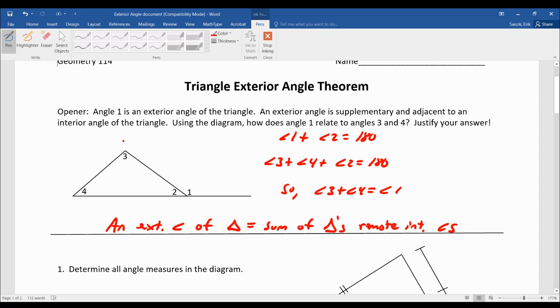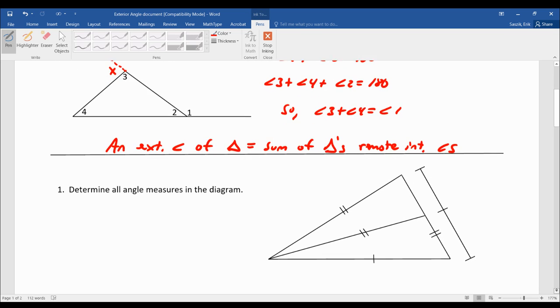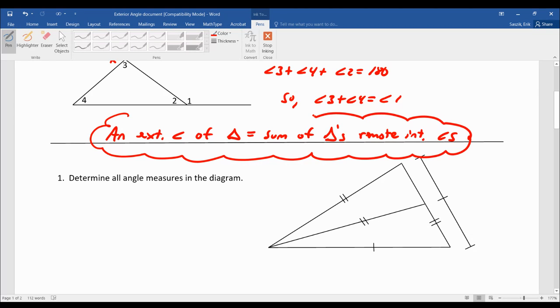If we would extend this, okay, if I call this x, that angle x is exterior. Angle x is going to equal the sum of 4 and 2, because that's the sum of the remote interior angles. And you could do the same thing down here. Now, this is not really something you're going to use in a proof. This is more something you're going to do in an algebraic type problem, but that's the main idea of this lesson. An exterior angle of a triangle is equal to the sum of the remote interior angles.